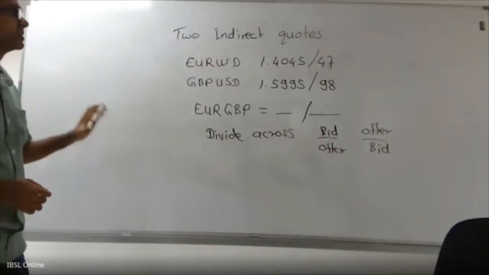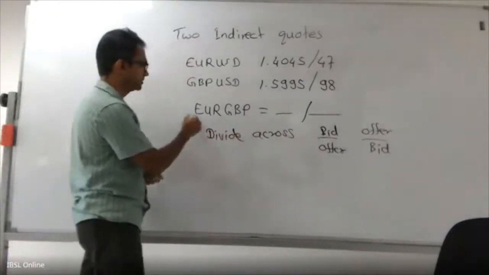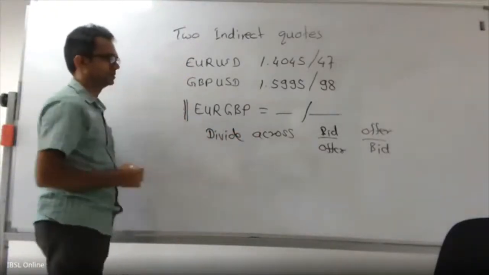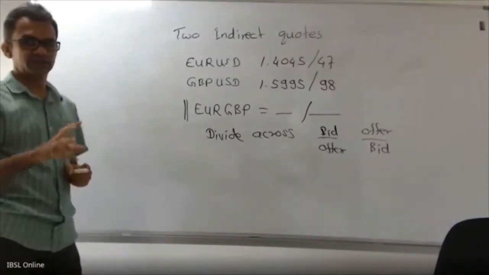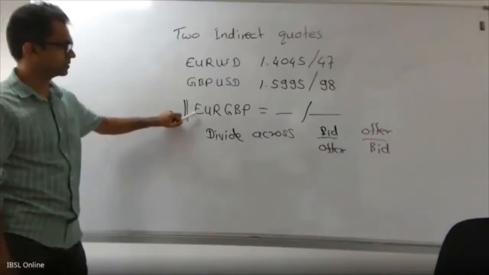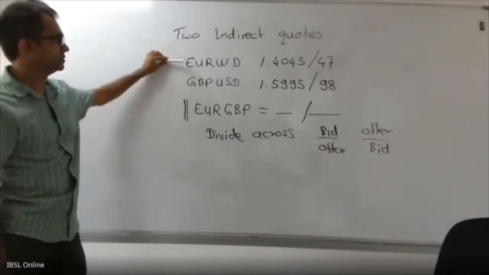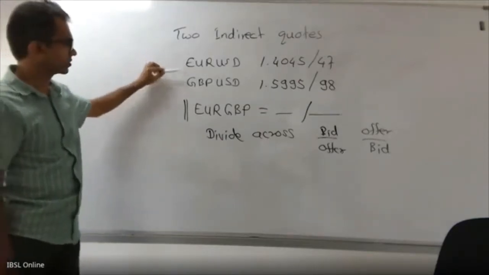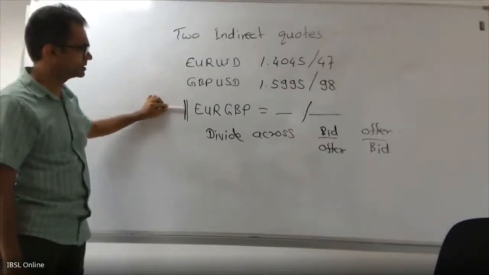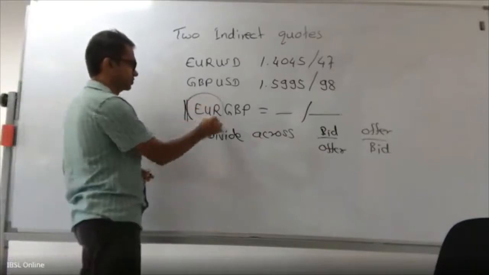In this case, numerator should be the base currency of the new currency pair. Exchange rate against dollar of the base currency of the new currency pair. So here Euro USD is one currency pair, GBP USD is the another currency pair. The cross trade pair is Euro GBP. Base currency of this is Euro.